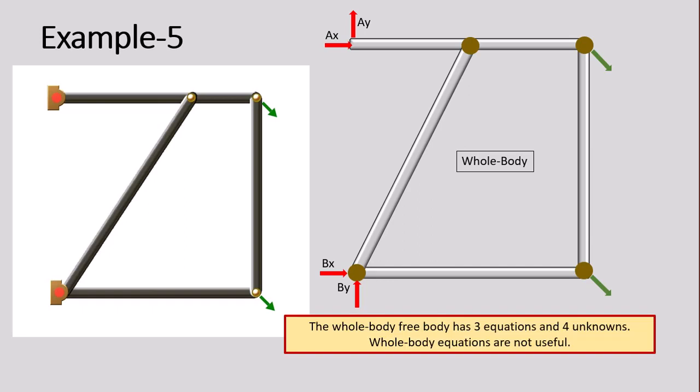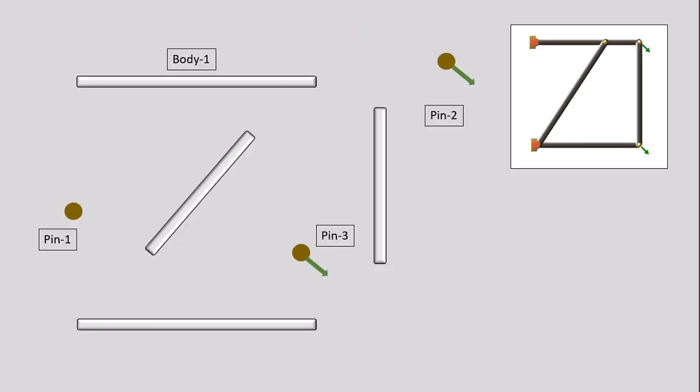Let's write the free body diagram. So the whole free body has three equations and four unknowns. Whole body equations are not useful. Move on to the free body diagram of the components. So we have four members and one complex pin here because it's loaded, one complex pin here because it's loaded, and one complex pin here because we have three interactions here, 1, 2, and the wall. Let's add the forces.